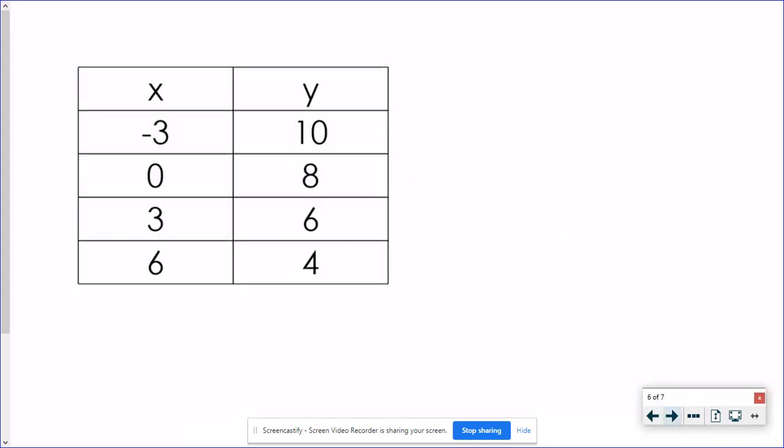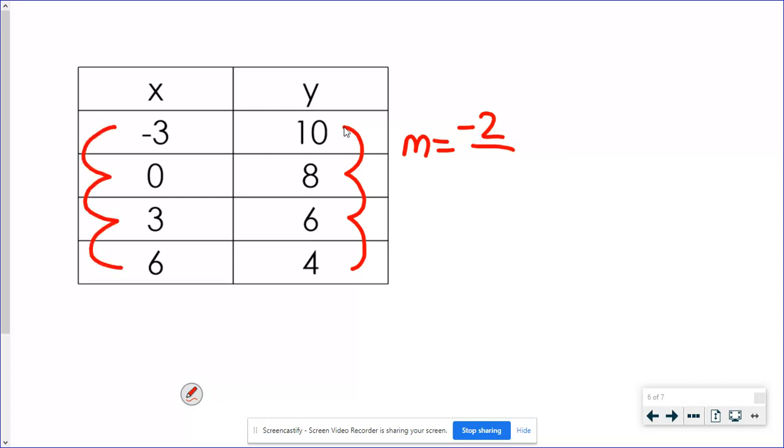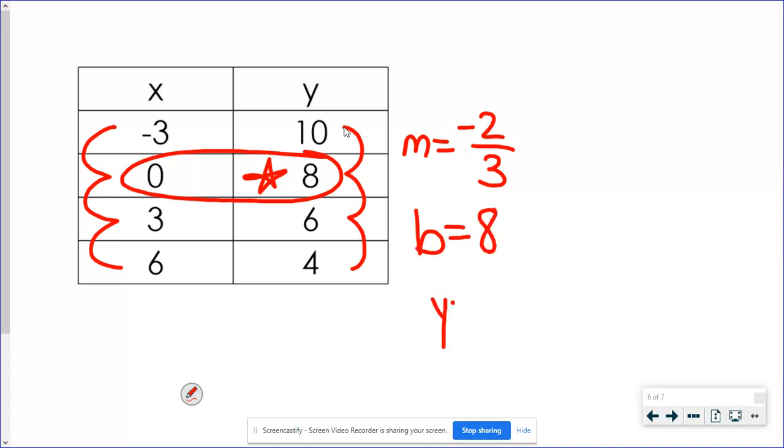And one more of the tables. This time the y's are decreasing. So this is decreasing by 2, -2, -2. So for my slope, the change in y is a -2. And the x's going in the same direction on my table are increasing by 3. So my slope is a -2/3. My y-intercept is when the x is 0. So the y-intercept, the b, is 8. And my equation is going to be y equals -2/3 x plus 8.